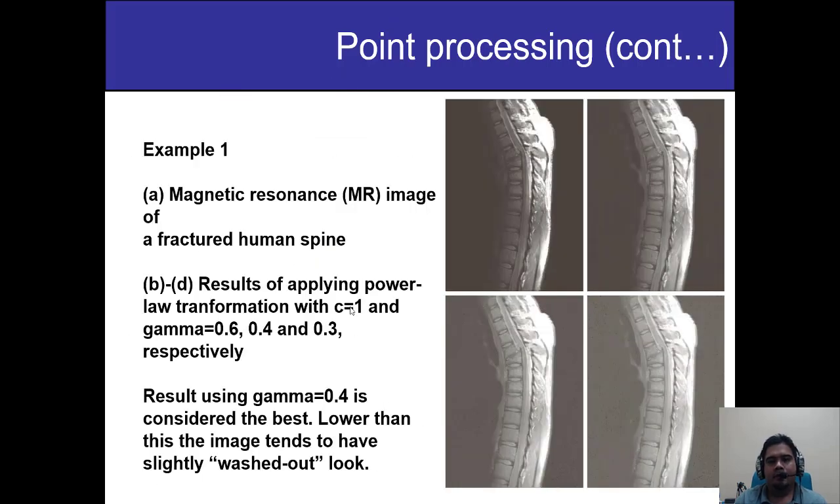This is one of the examples that you can see of how to use a power law transformation function. Again, this is an example of a magnetic resonance image of the spine.